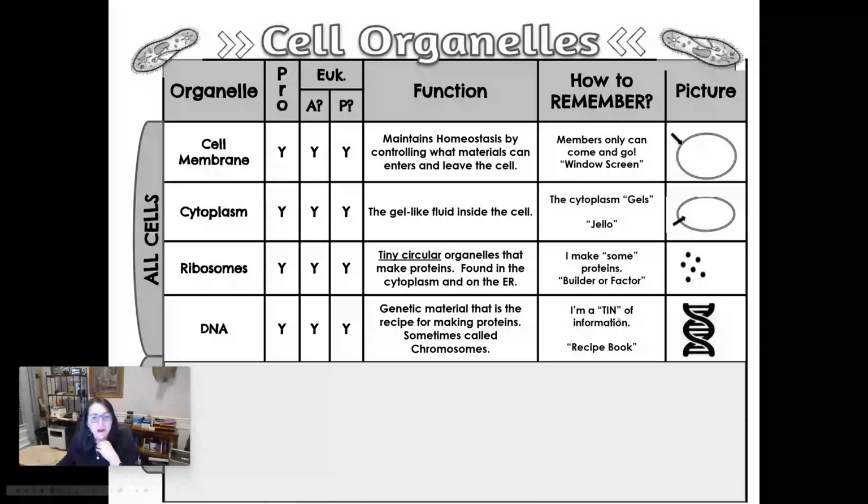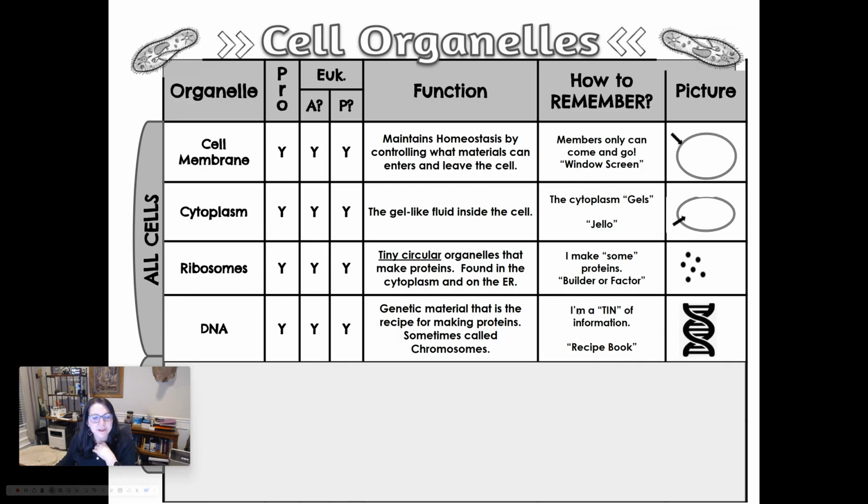I think your how to remember it is a little different. It should say the genetic information, but this should have already been filled out for you. And then, of course, this picture of DNA. All right, so that's the four things that are in all cells. So now let's take a look at what are just in eukaryotic cells.